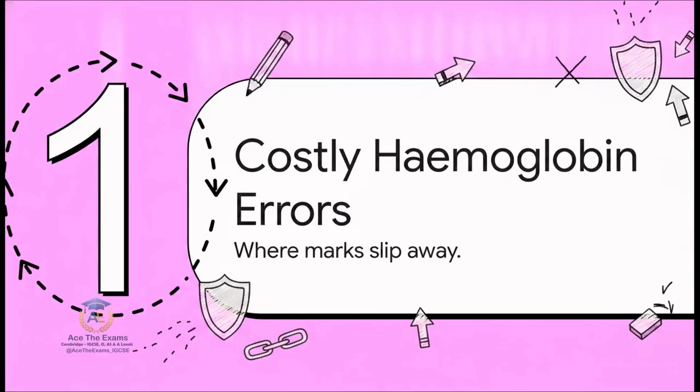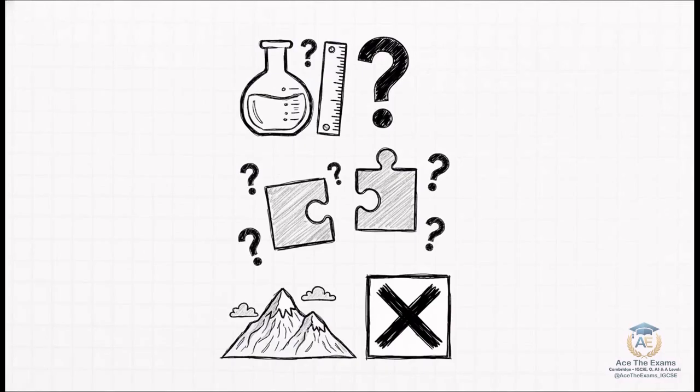Okay, let's move on to Section 1, the costly hemoglobin mistake. This is exactly where marks slip away. Let's see how this builds. Pulling straight from the Cambridge Principal Examiner reports, here are the 3 most painful ways to lose easy marks. Number 1, forgetting to include units in your calculations. I know, it sounds so basic, right? But under intense exam pressure, it happens all the time. Number 2 is failing to double-check those units and the specific terminology you're using.